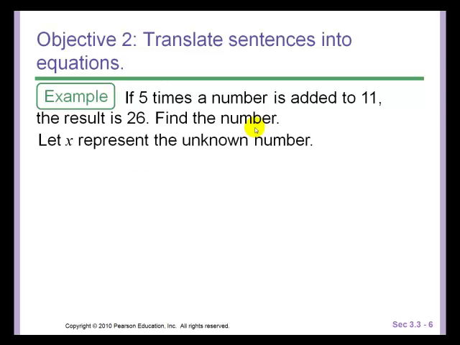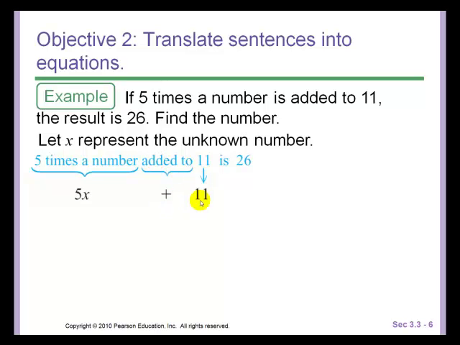Find the number. We are going to let x represent the unknown number. Our phrase was 5 times a number added to 11 is 26. 5 times a number is 5x. Added to 11, added to is a plus, 11 is 11, is our equal sign, and 26 is 26.